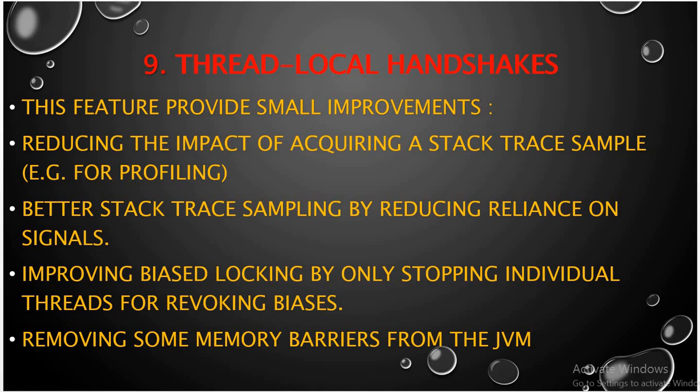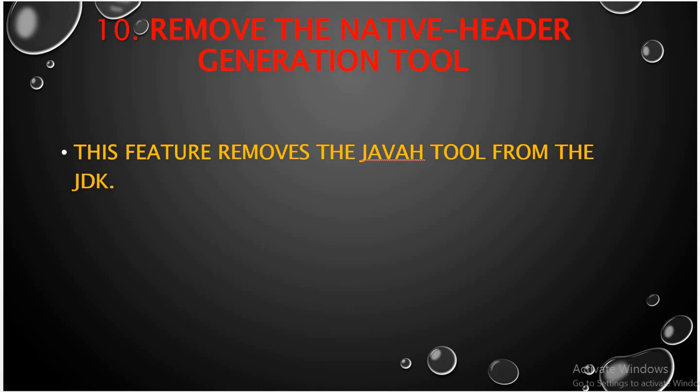Some of the small low-level improvements that this will enable include: number 1, reducing the impact of acquiring a stack trace sample, for example for profiling; second, better stack trace sampling by reducing reliance on signals; third, improving biased locking by only stopping individual threads for revoking biases; and fourth, removing some memory barriers from the JVM.